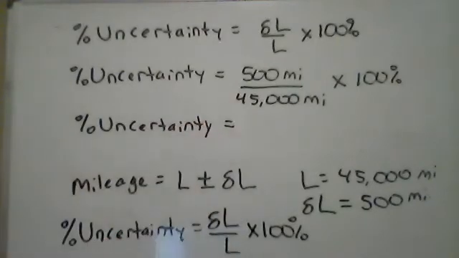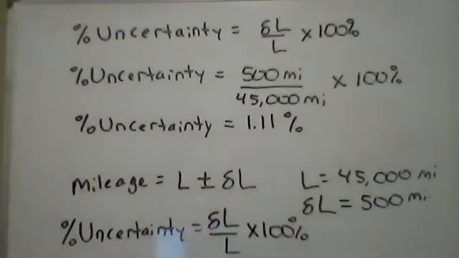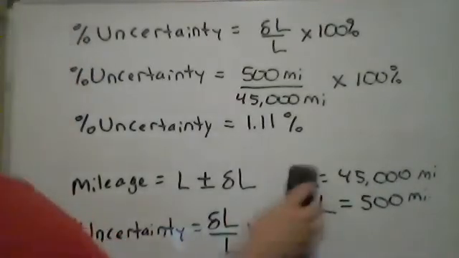So percent uncertainty, and I actually never computed it. Give me a moment. 500 divided by 45,000 times 100. 1.11%, we'll say. So I could say, for instance, that I know my mileage to plus or minus 1.11%. So I know the mileage of my car within plus or minus 1.11%. I could say that too.